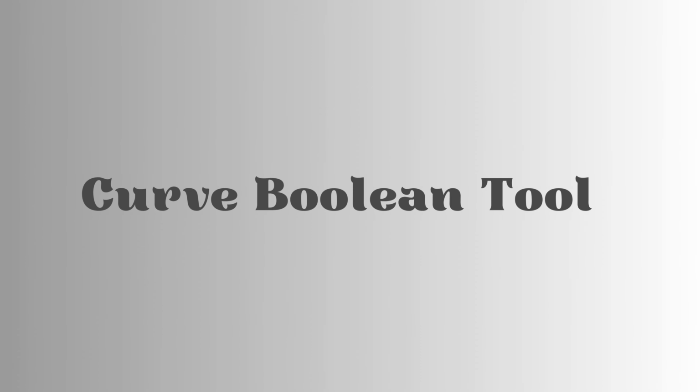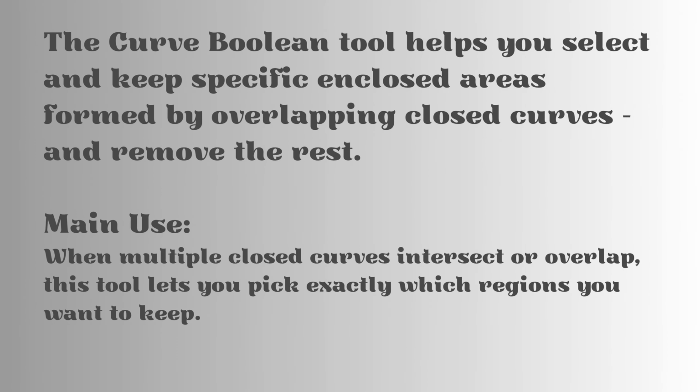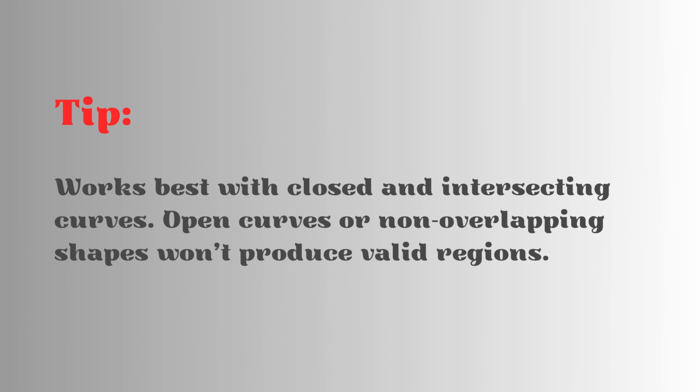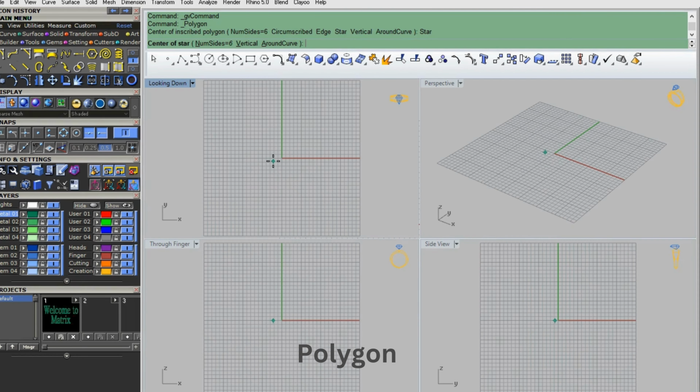Curve Boolean tool. The Curve Boolean tool helps you select and keep specific enclosed areas formed by overlapping closed curves and remove the rest. When multiple closed curves intersect or overlap, this tool lets you pick exactly which regions you want to keep. Works best with closed and intersecting curves. Open curves or non-overlapping shapes won't produce valid regions.